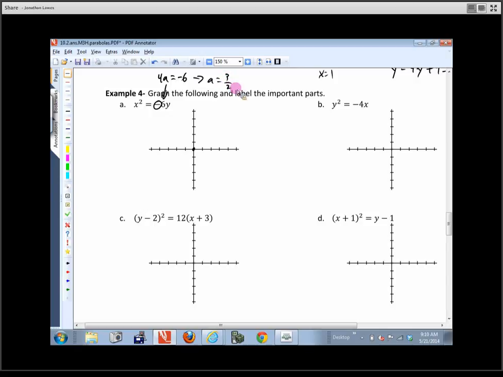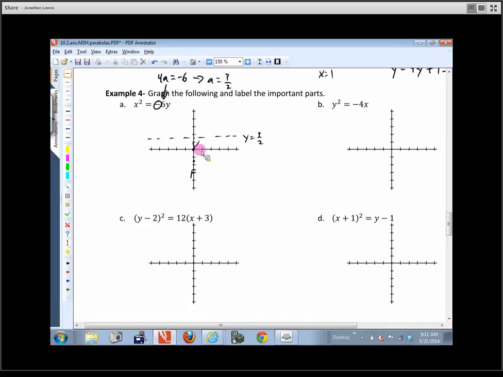3/2. It'd be 1.5, right? So that means we're going to go up 1.5, and that's going to be the directrix. So I'm going to go ahead and label that. That's going to be y equals 3/2. I'm going to go down 1.5. That's going to be where the focus is. So I've got the focus right there. I've got the vertex right there.